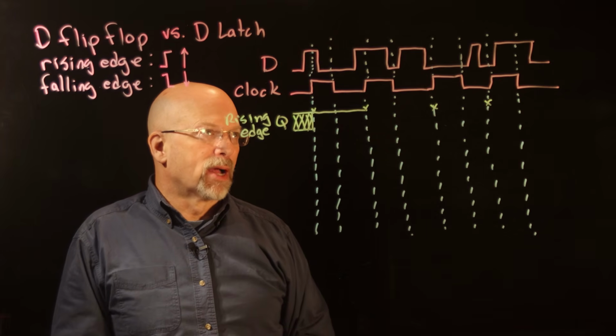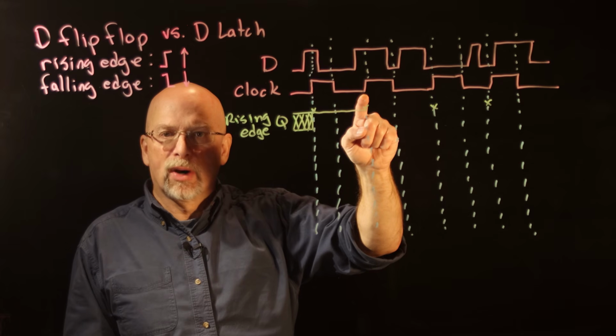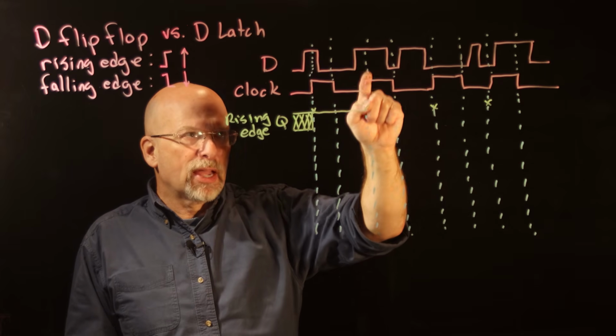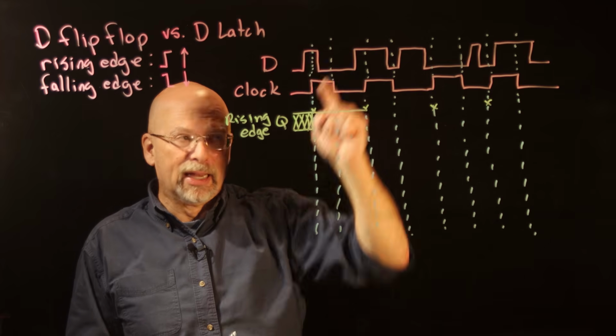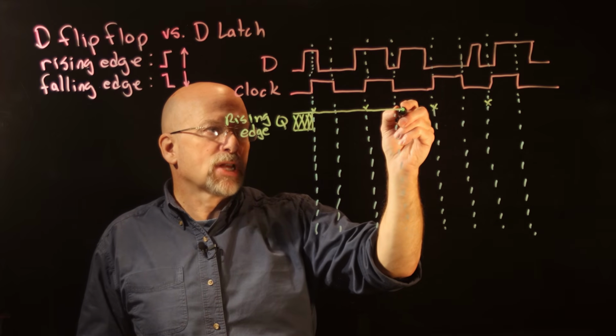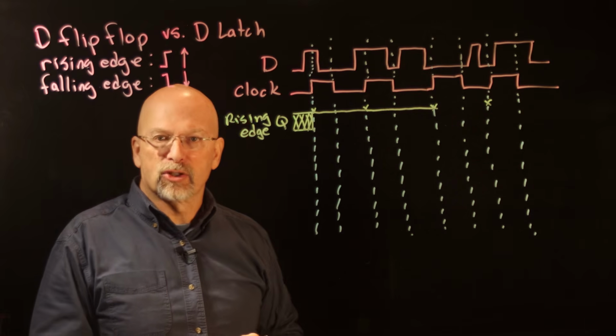Now, what about the next rising edge? Well, the next rising edge occurs right here. What's D equal to at that moment? At that moment, D just so happens to equal a 1 again. So we're going to store a 1 again, and that 1 is going to stay on Q until we hit the next rising edge.